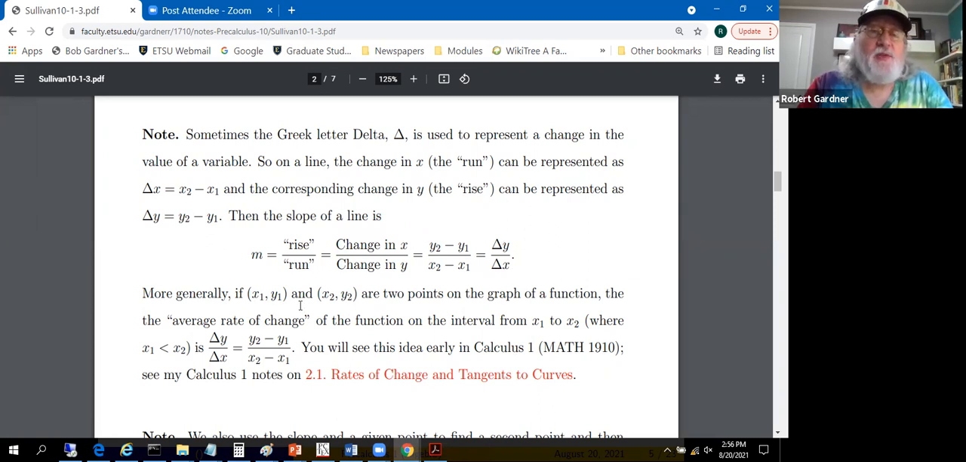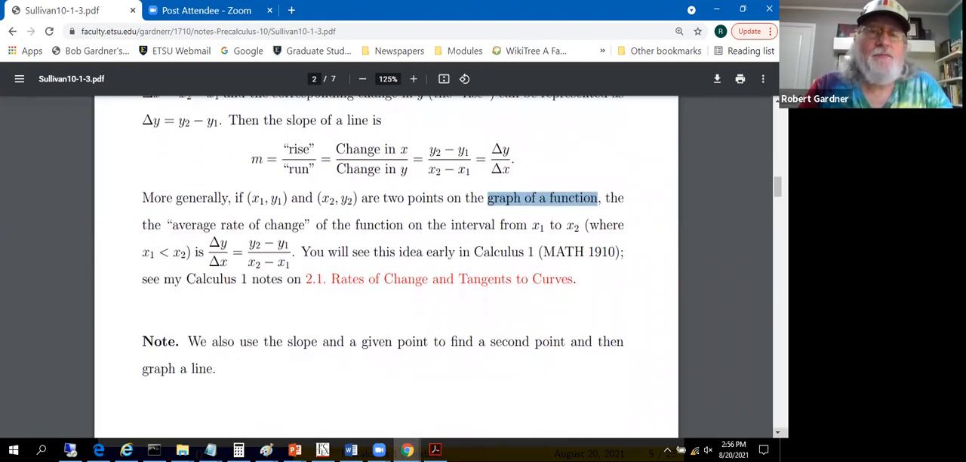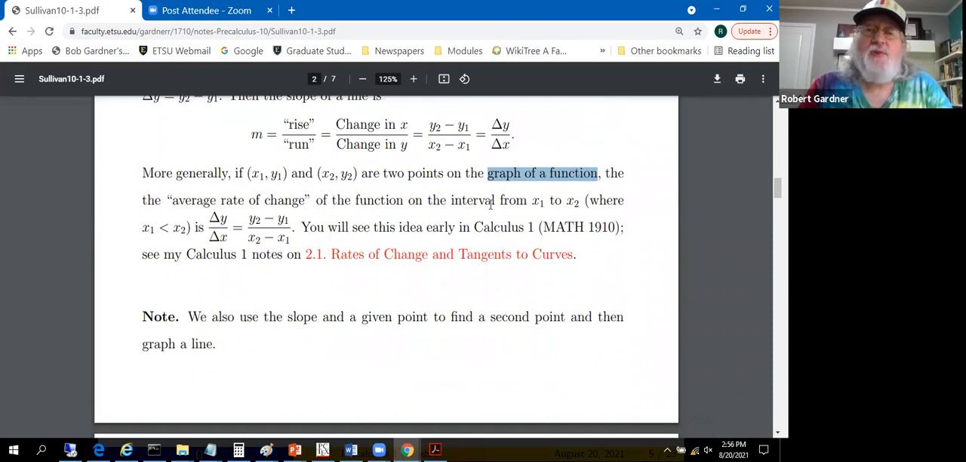More generally, if x1, y1 and x2, y2 are 2 points on the graph of a function, a little early to talk about the graph of a function, but we can talk about the average rate of change of a function given 2 points. The average rate of change of the function on the interval from x1 to x2, where we've assumed x1 is less than x2, is change in y over change in x, y2 minus y1 over x2 minus x1.